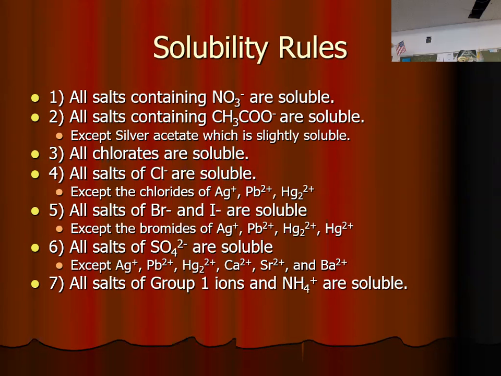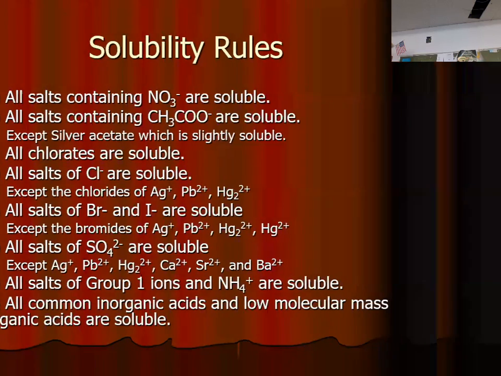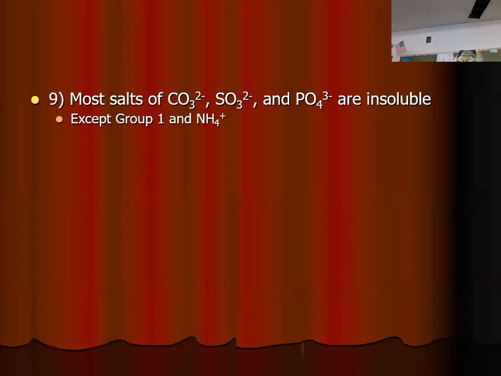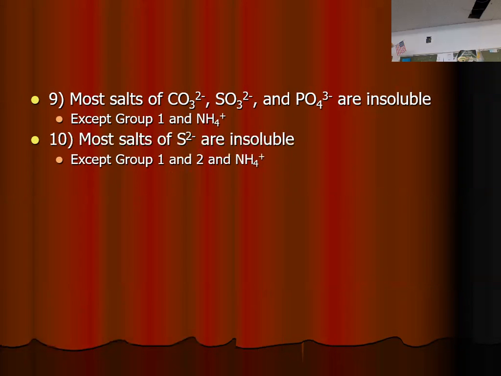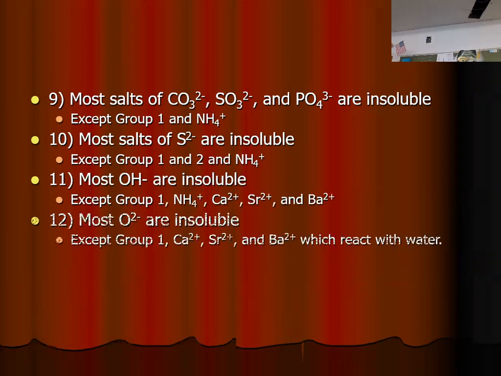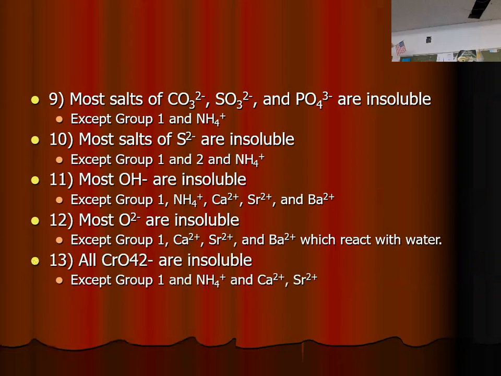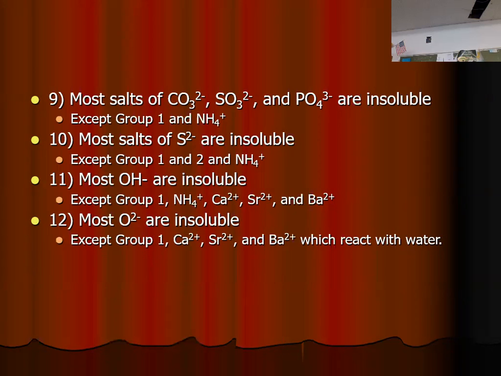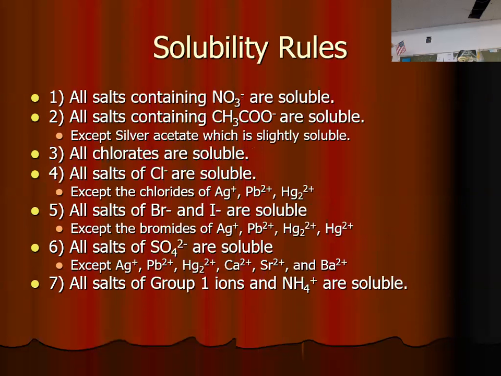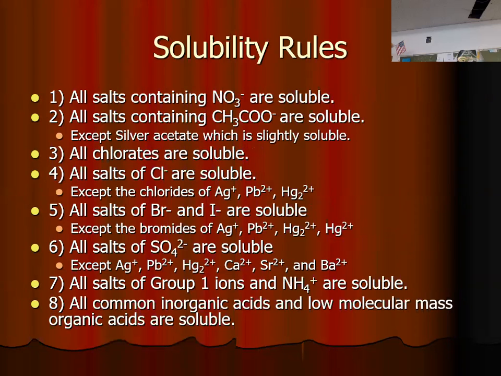Anything with group 1 would be soluble. Group 1 is always soluble. NH4 is always soluble. My advice: write these down, figure these out. As you use them, I know not all nitrates are soluble, but I know that everything in group 1 is soluble. I know acetate is soluble, chlorates are soluble, Cls are soluble, sulfates are soluble. I just memorize those and then assume everything else is insoluble.